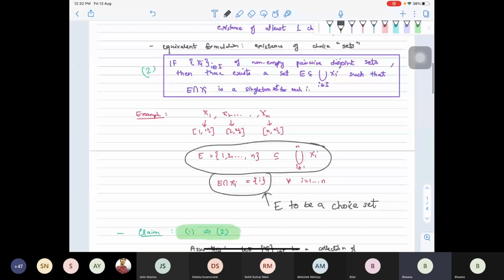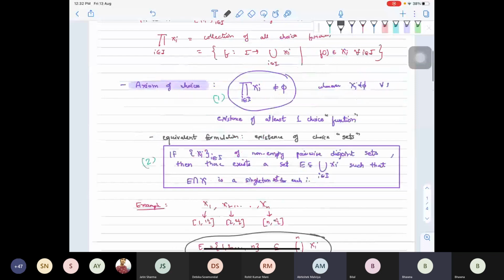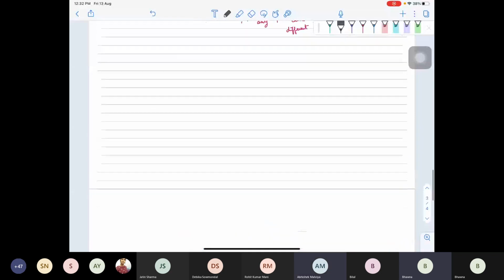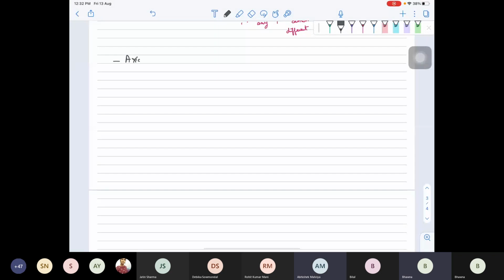So now we proved the axiom of choice has two equivalent formulations. That means we have the axiom of choice in two equivalent formulations: existence of choice functions and existence of choice sets.